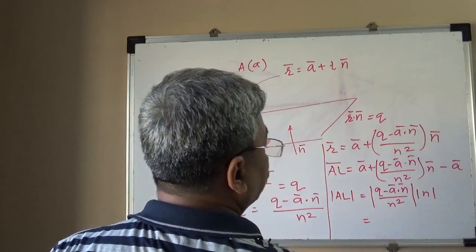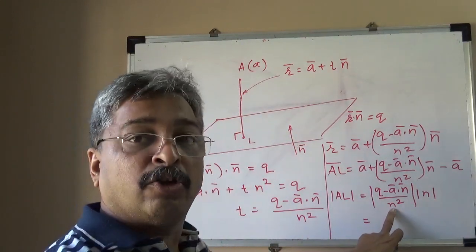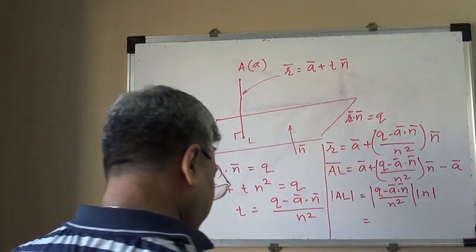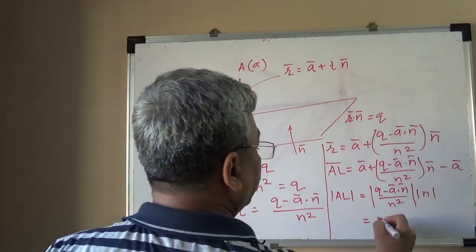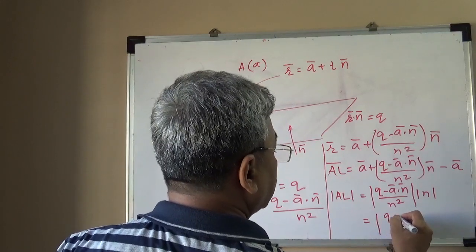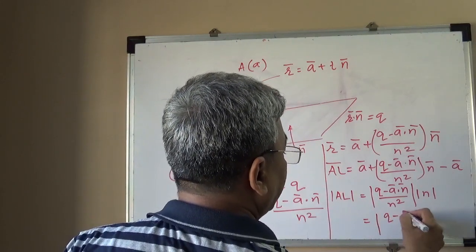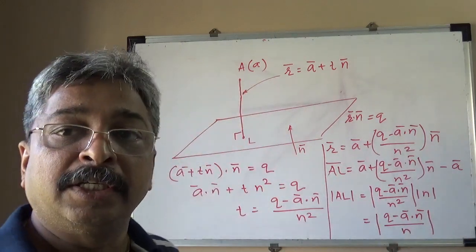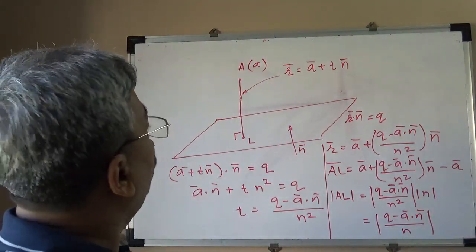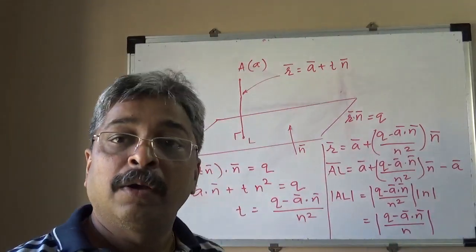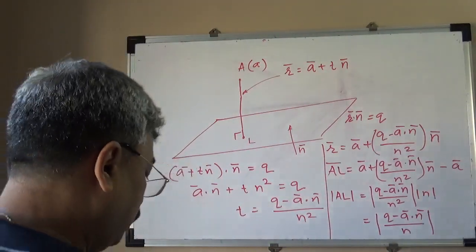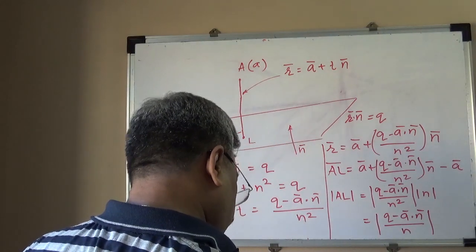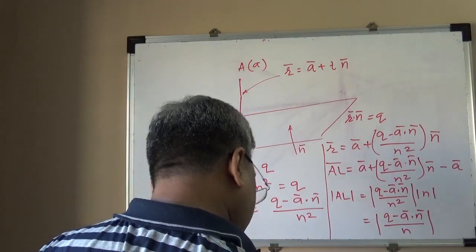Okay, now this n square you can write as the absolute value of n into the absolute value of n. So one absolute value of n gets cancelled, and therefore the equation that we need to remember is (q minus A dot n) upon the absolute value of n. This is the distance of a point from a plane. Okay, then comes, the distance of a point from a plane is done.